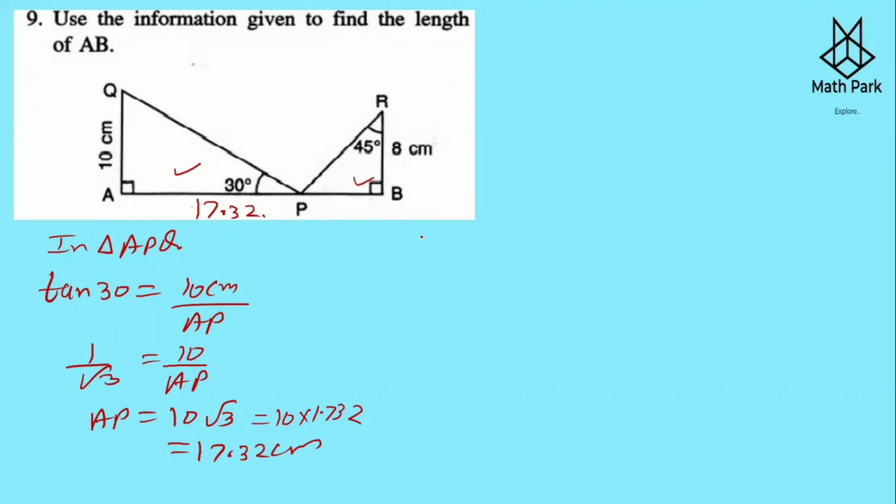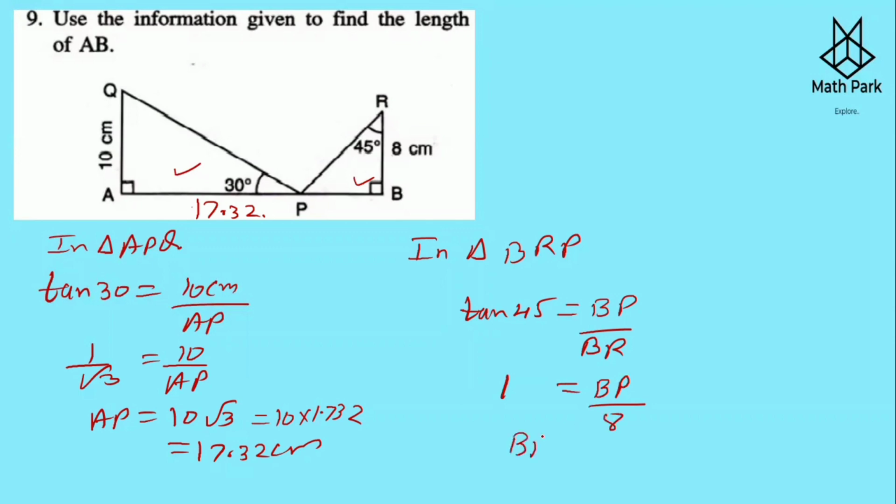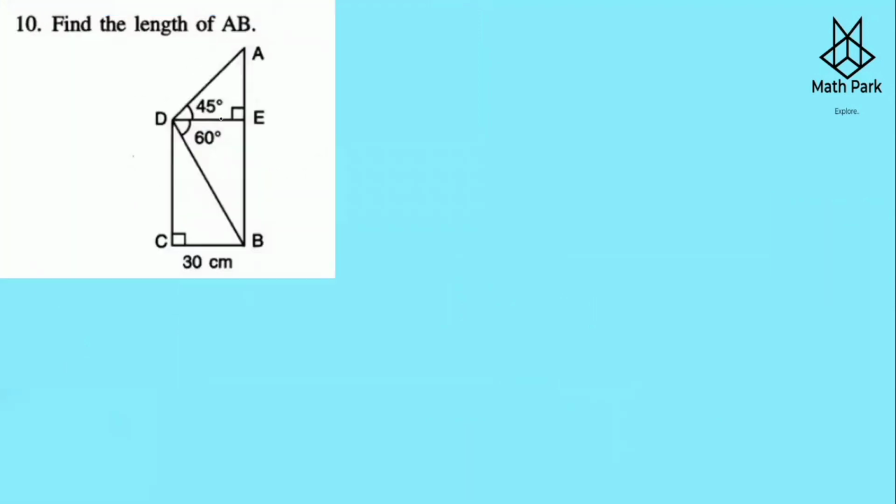Now let us use this triangle. So in triangle BRP, we will be using now tan 45. So we have tan 45 is equal to opposite, that is BP, upon adjacent, that is BR. Tan 45 is 1, equal to BP upon 8. So you get BP is equal to 8 centimeter. Then AB is equal to, add both, that is 17.32 plus 8, which is 25.32 centimeter. That is your distance AB. Got it?